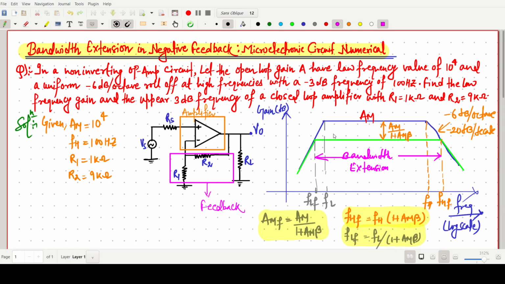Okay, so initially the bandwidth is this one, now the bandwidth is increased with negative feedback. So we have to find the low frequency gain, that is our AMF. And we have to find the upper 3 dB frequency of the closed loop amplifier. After putting this feedback, we have to find the upper 3 dB frequency, it is our FHF. These two we have to find.